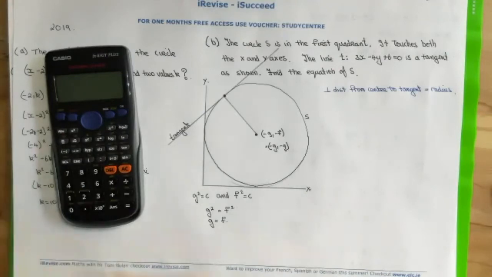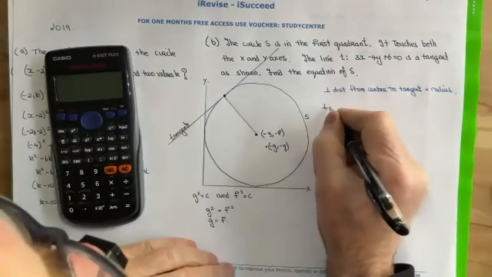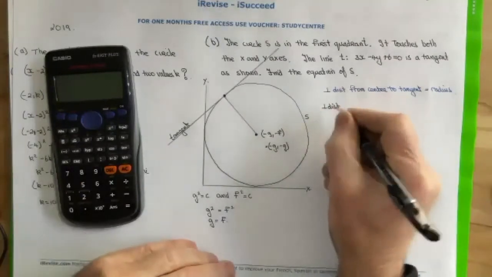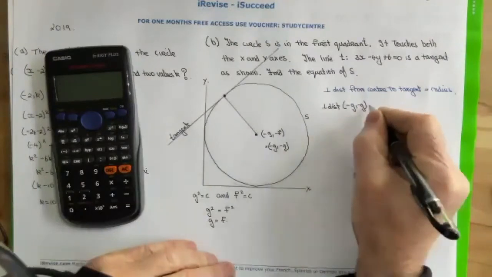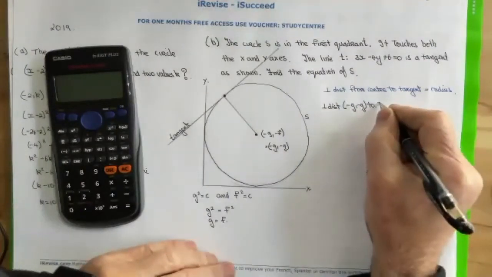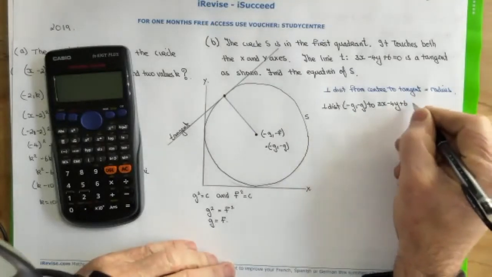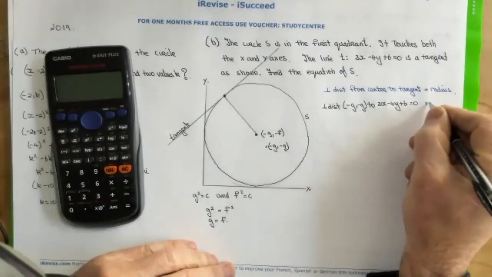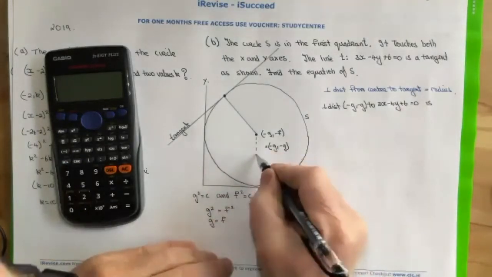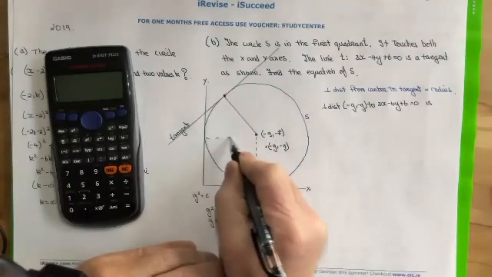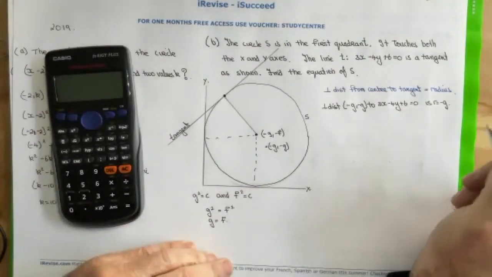All right? So therefore, I can say the perpendicular distance from the center minus g, minus g, to the line 3x minus 4y plus 6 equal to 0 is equal to the radius. But what's the radius? That's the radius, or that's the radius. The radius is also equal to minus g.